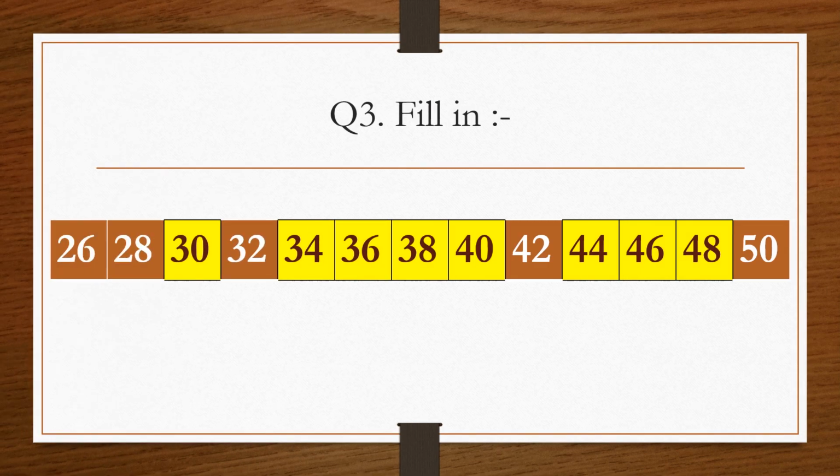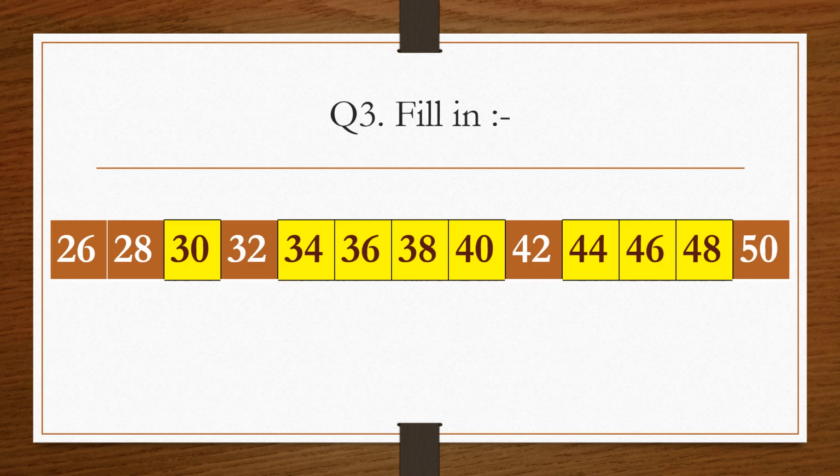Question number 3 is fill in the blanks. We have to see the question and then we have to fill in the blanks. Now let us see what the question is. Question is 26, 28, dash, 32, dash, dash, dash, dash, 42, dash, dash, dash and 50. The blanks you are able to see in yellow color, these are the blanks that we have to fill in. Now let us see how we will write the answers.